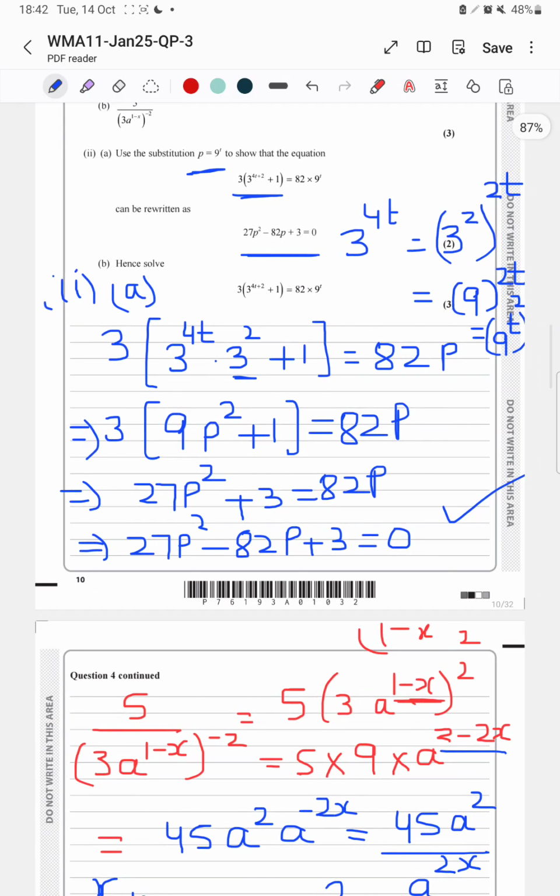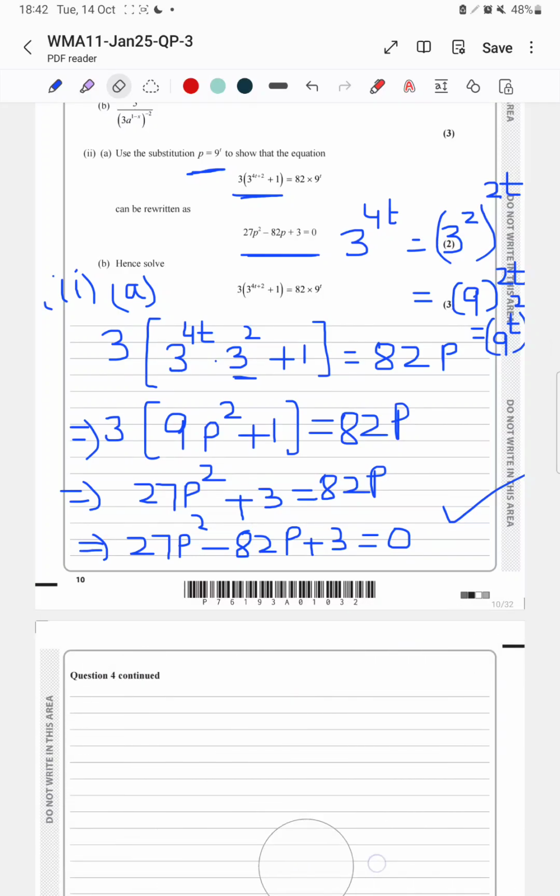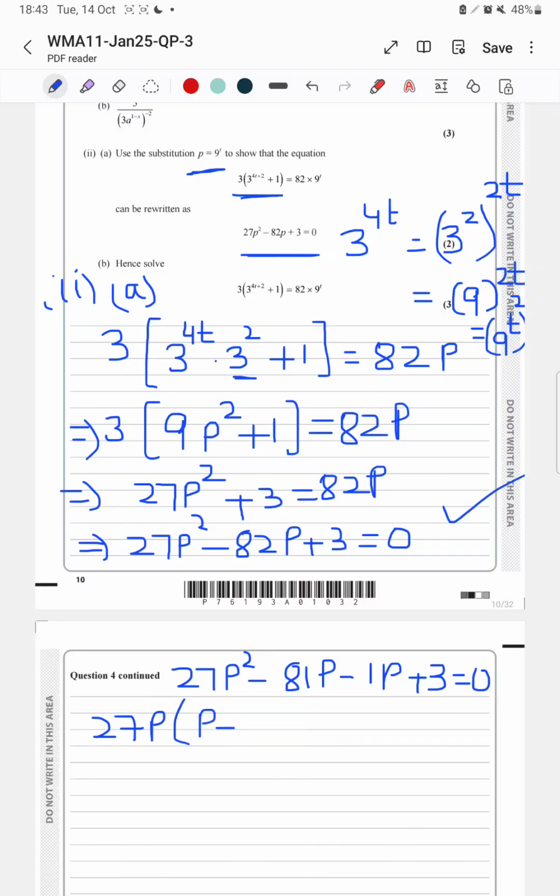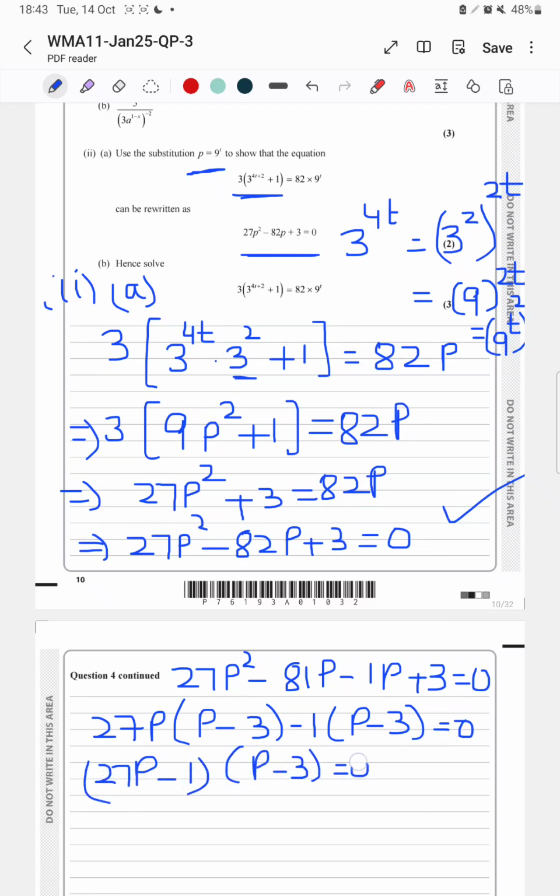Then they say hence solve this equation. Hence solve this equation means I need to first solve this equation in p, because that is what I am given. So 27p squared minus 82p plus 3. You can factorize, or you can apply the quadratic formula because they have not mentioned anything. So I factorize it as 27p minus 1 times p minus 3 equals 0, which gives me p is equal to 1 over 27 and p is equal to 3.